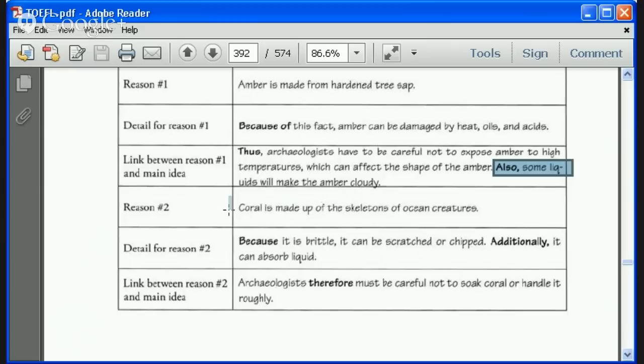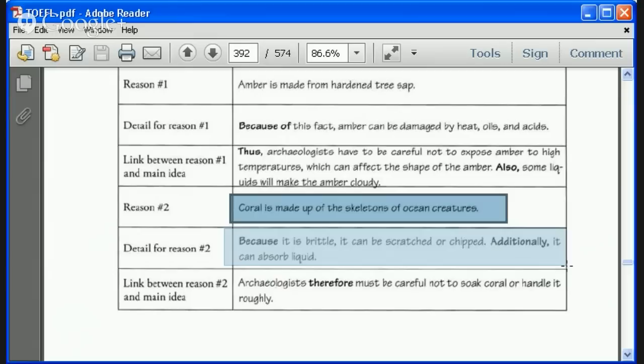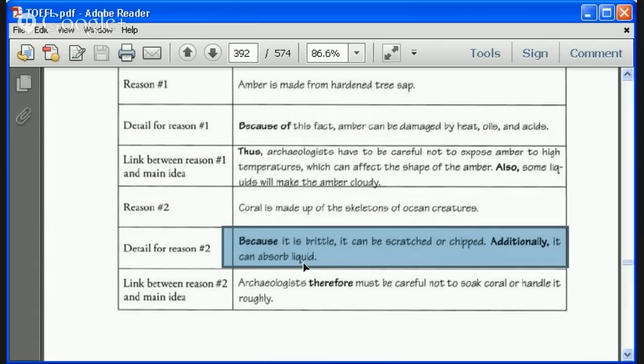Reason number two, coral is made up of skeletons of ocean animals. Then they talk about coral. It's brittle. It can be scratched or chipped. Also, it can absorb liquid, which was that word porous. Therefore, archaeologists must be careful not to soak coral or handle it roughly.